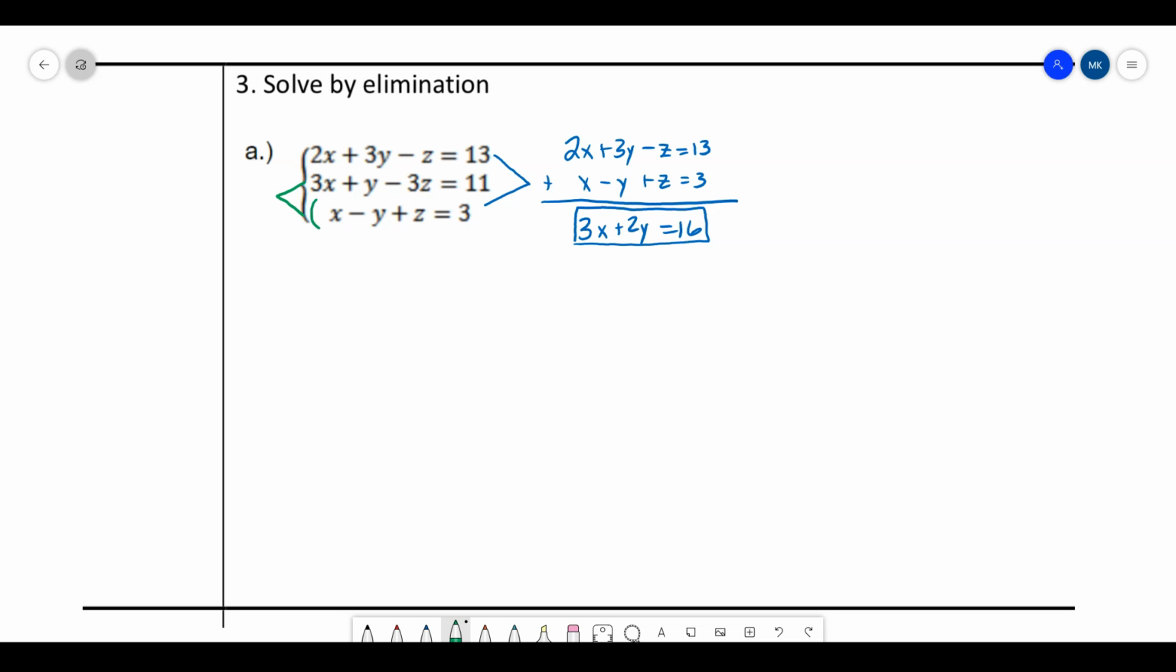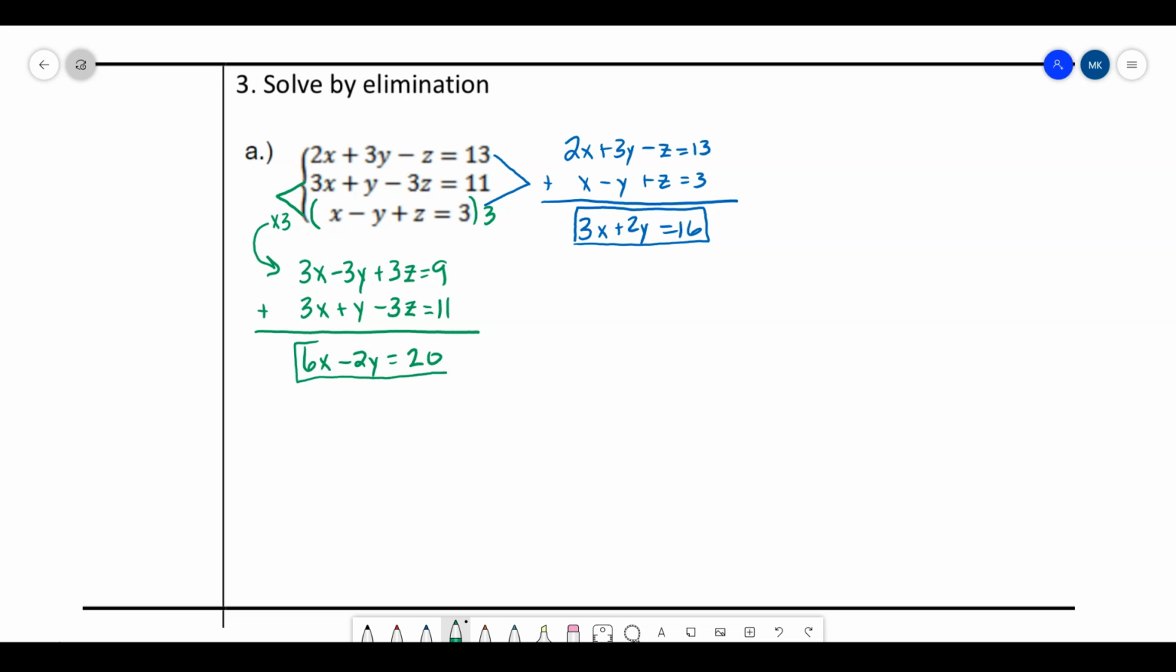So I'm going to have to multiply that third equation times 3 to set this up. So once I multiply that out, the third equation would be 3x minus 3y plus 3z equals 9. And then I'll just write the second equation below it again. Second equation is 3x plus y minus 3z equals 11. So now we can add those and I can eliminate that z. So I'll get 6x minus 2y equals 20.